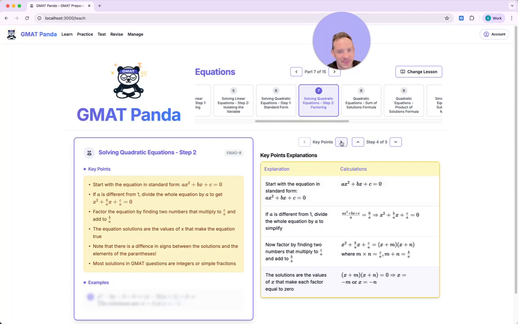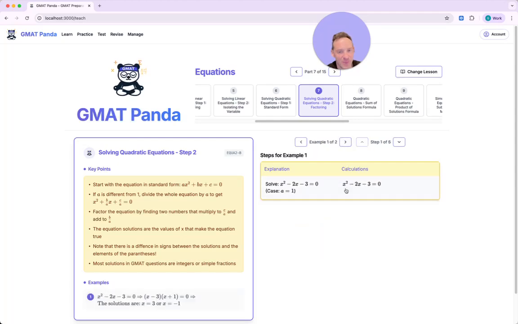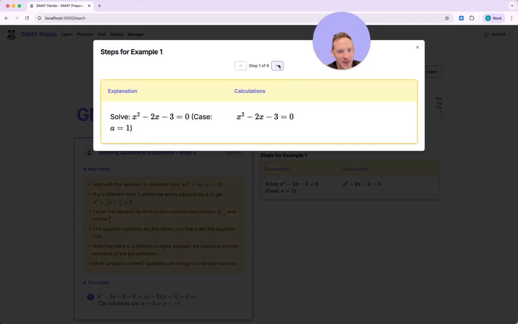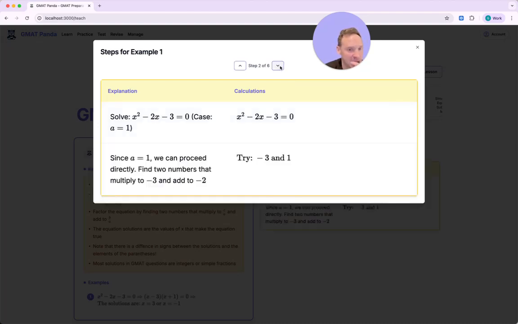So let's see an example here. It will be easier. In this case, it's already in the format that we wanted: ax squared plus bx plus c. a is 1 in this case, b is minus 2, and c is minus 3. So here, what we need to do is look for two numbers that when we multiply them, we get minus 3, and when we add them, we get minus 2.